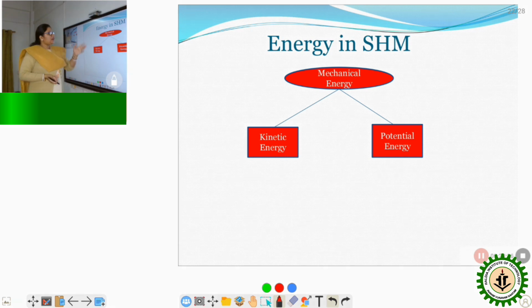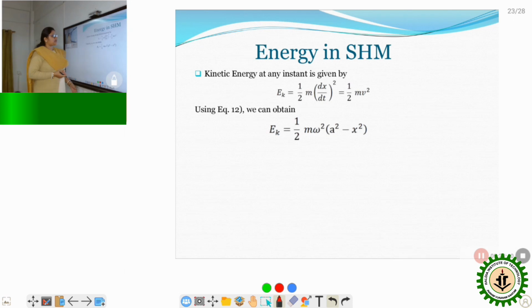Any kind of mechanical energy can be classified into two parts: kinetic energy and potential energy. Now what is kinetic energy? Kinetic energy means when we talk about any particular object which is in motion, the energy which we consider is called the kinetic energy. We all know the kinetic energy equals half mv square.